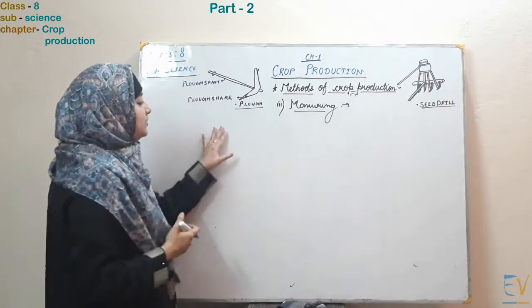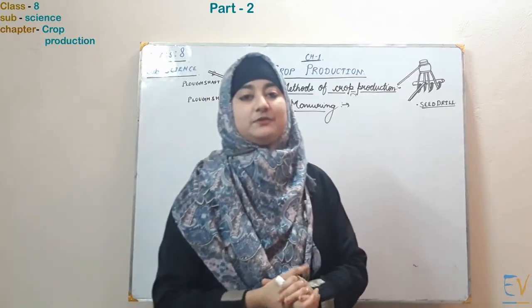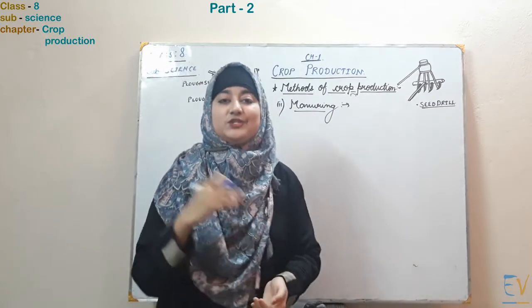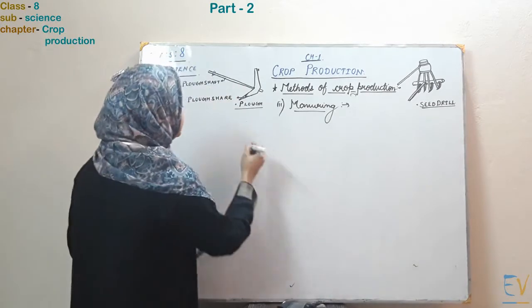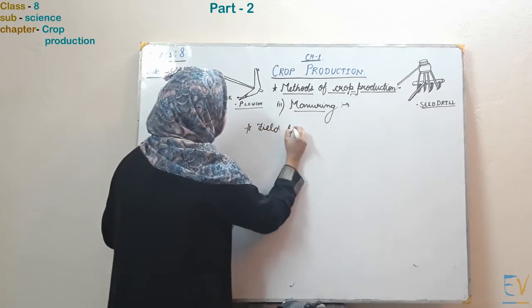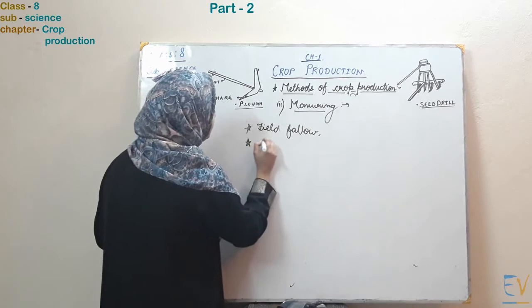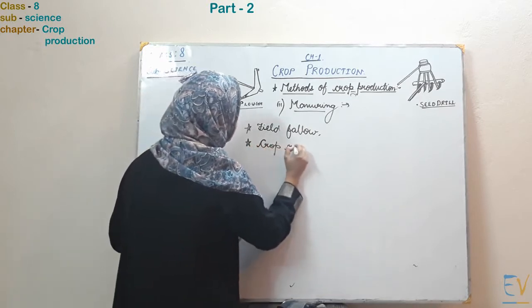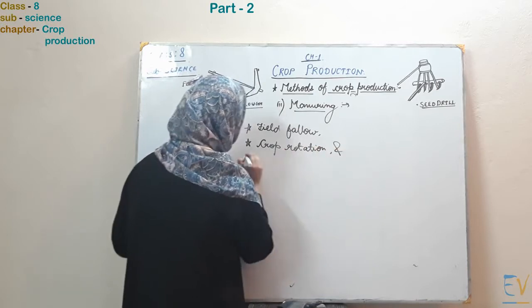Now there are several natural methods also which play a very important role in restoring the reproductive capacity of the soil, and these methods are: first, field fallow. Second method is crop rotation, and the third one is mixed cropping.